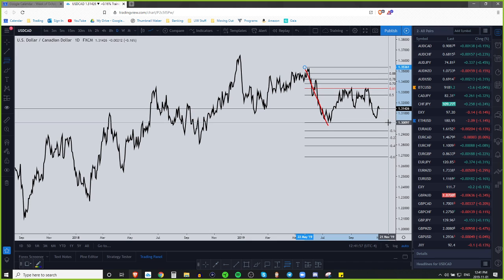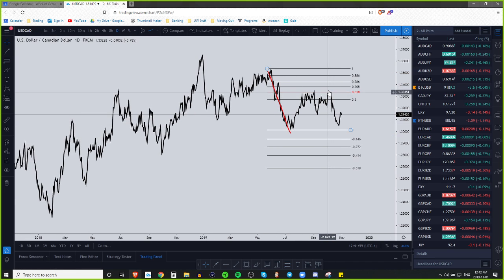We draw our fib from the high to the low. Now we can see that we've come up to that 61.8 area. And over the next little while with USD CAD and a lot of the USD pairs, I want to see this break below this low to create a new lower low somewhere within here.